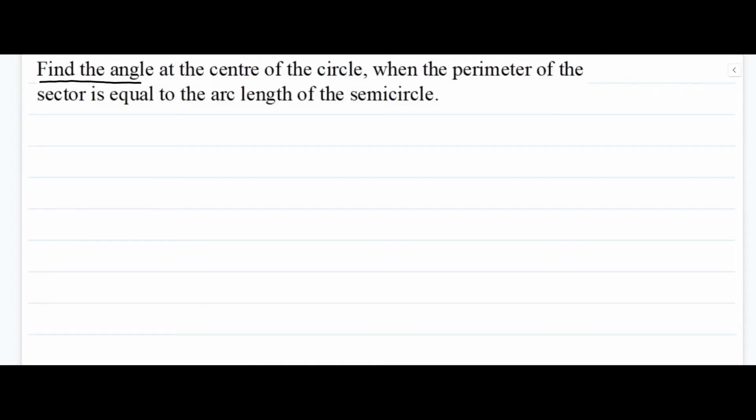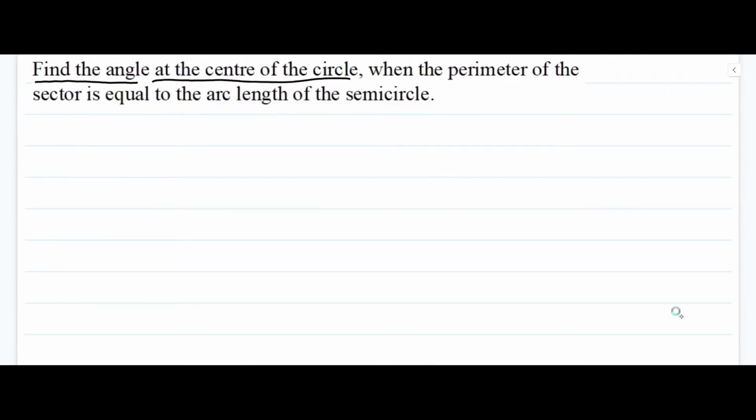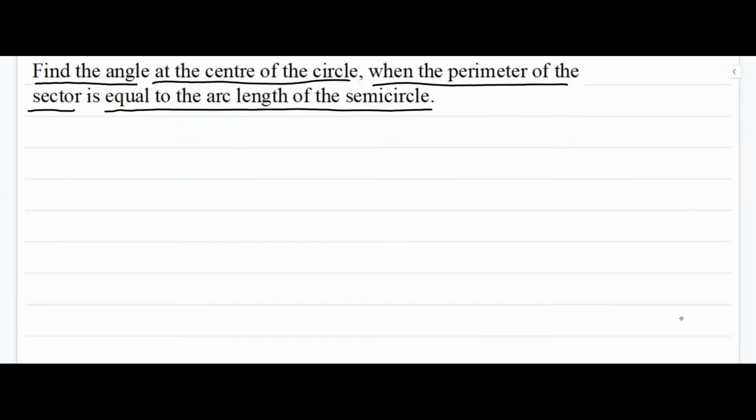The question is: find the angle at the center of the circle when the perimeter of the sector is equal to the arc length of the semicircle. They have asked us to find the value of the central angle of the circle, that is theta.